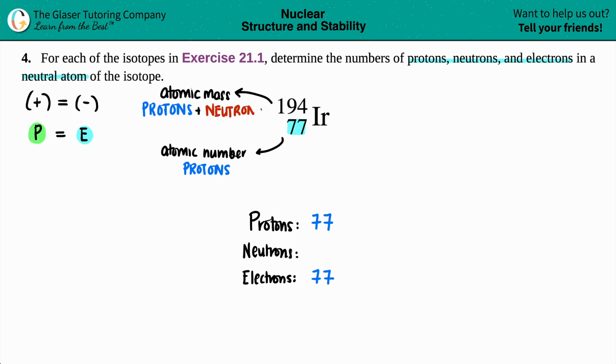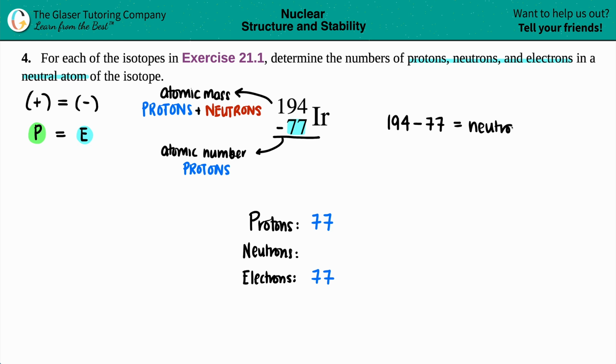So the question is, how are we going to manipulate these two numbers to get to just the neutrons? If the mass is the protons plus the neutrons, and the atomic number is the protons, what would we have to do with these numbers to get just the neutrons? Yeah, you're absolutely correct. We would subtract them. We have to subtract the two of them to get the number of neutrons. If we subtract these two values, the protons go bye-bye, and you're now left with neutrons. So in essence, you would do 194 minus 77, and that will get you the number of neutrons.